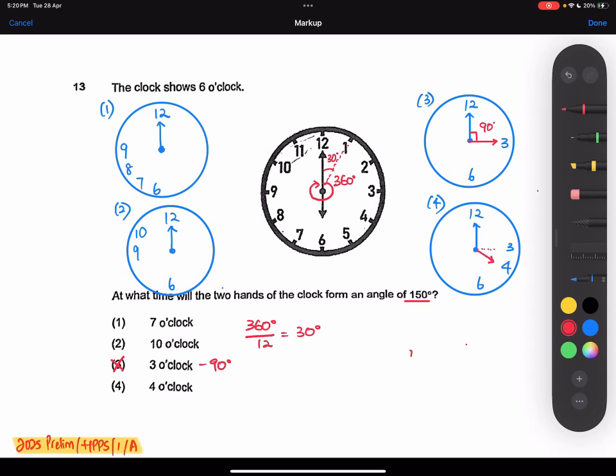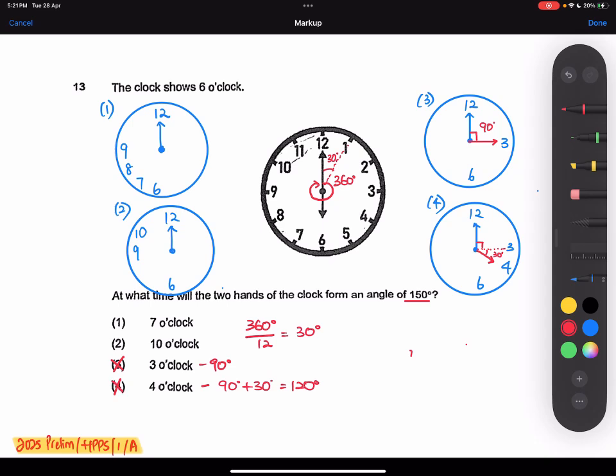Now option 4, 4 o'clock. We know that 3 o'clock is 90, and we mentioned earlier that 5 minutes is 30 degrees. So option 4 is 90 degrees plus 30 degrees. That will give us 120 degrees. It's not 150, so option 4 is also wrong.